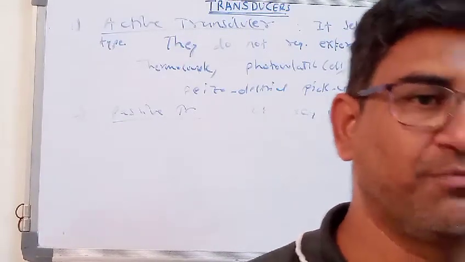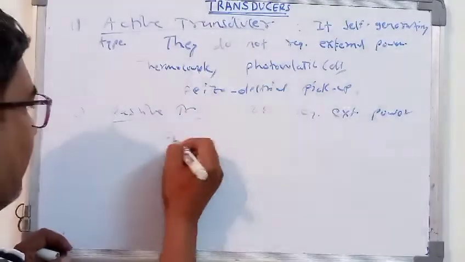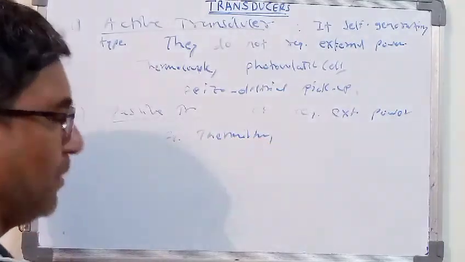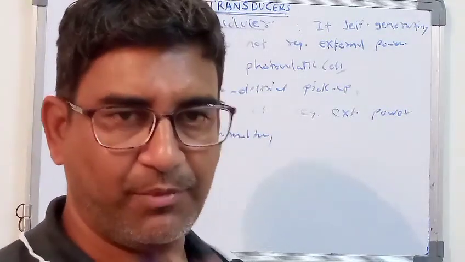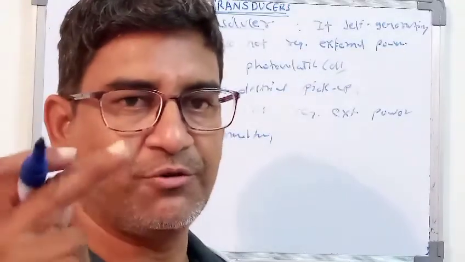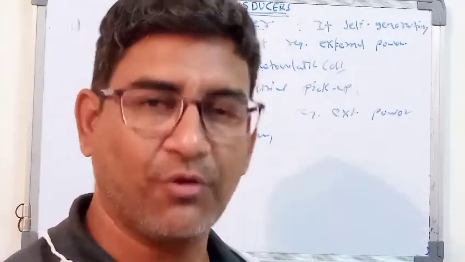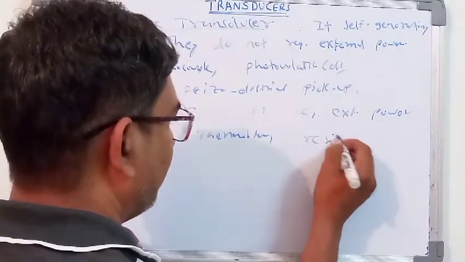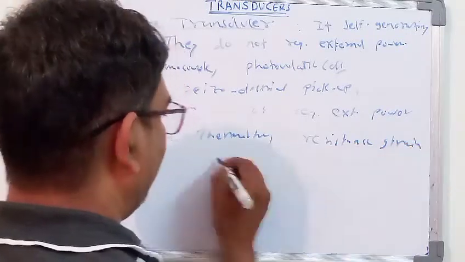The examples of passive transducers are a thermistor. The second example is a resistance strain gauge, because here the resistance and the capacitance are affected, and that's why the example is the resistance strain gauge.